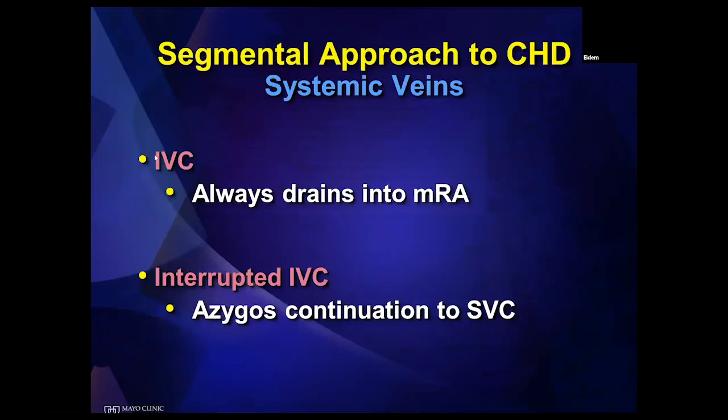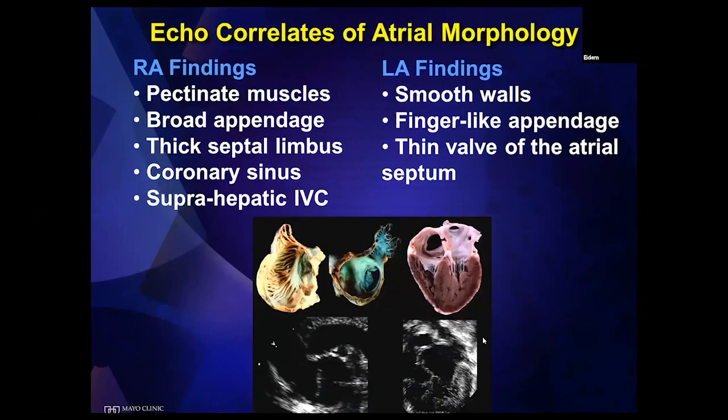Always remember that the inferior vena cava will always drain into the morphologic right atrium. So if the inferior vena cava is present, that is the most prominent hallmark of the morphologic right atrium. And if the IVC is interrupted, most commonly in the intrahepatic portion, the azygos vein will have continuation to the superior vena cava.